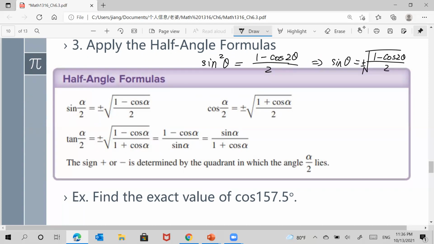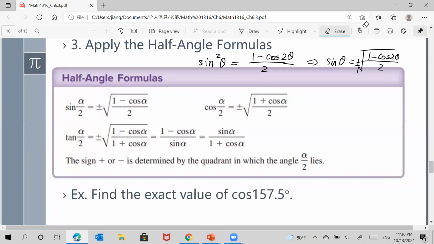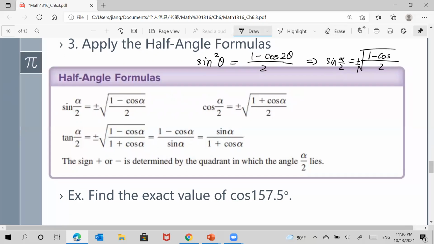So look at the half angle formula. This is alpha over 2. This is alpha. This is theta. This is 2 theta. That means I just replace the theta with alpha over 2. So here needs to be 2 times alpha over 2. That means here is alpha? Because 2 times alpha over 2 is alpha.